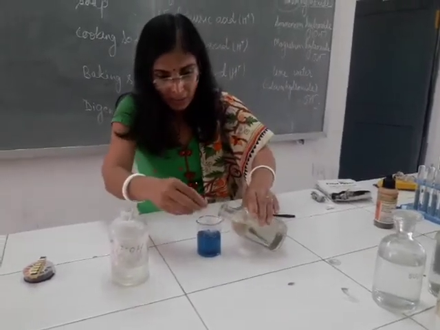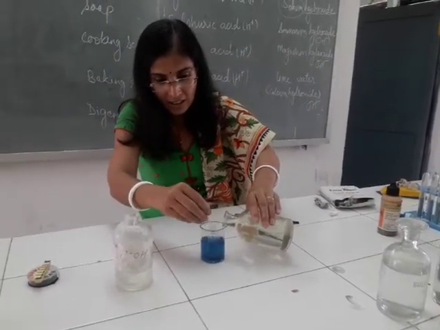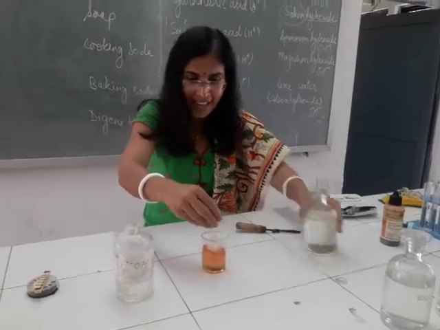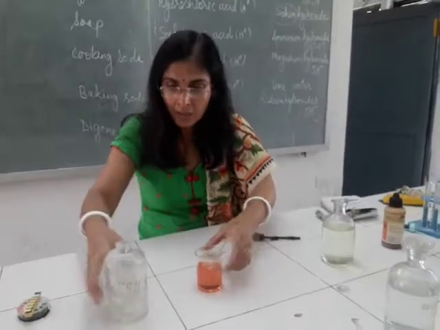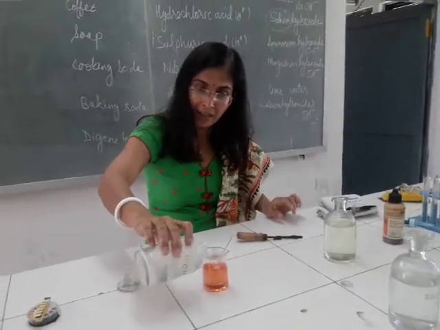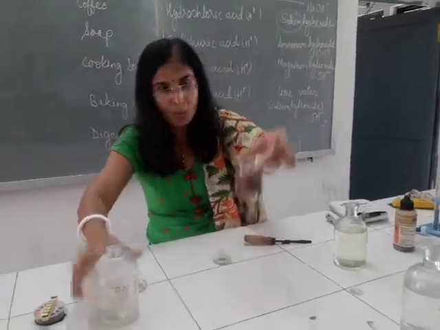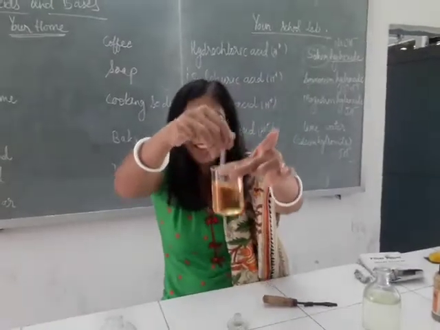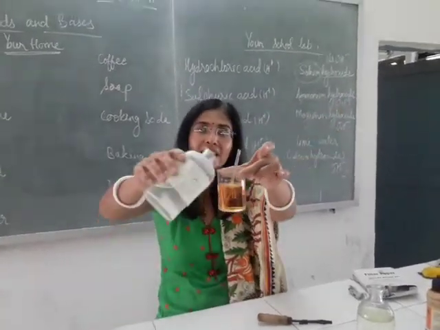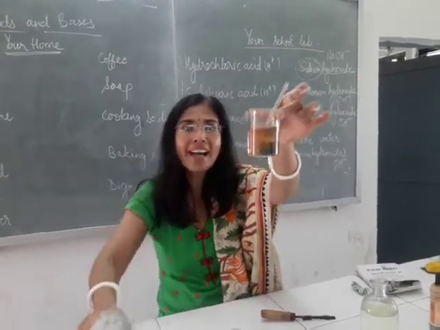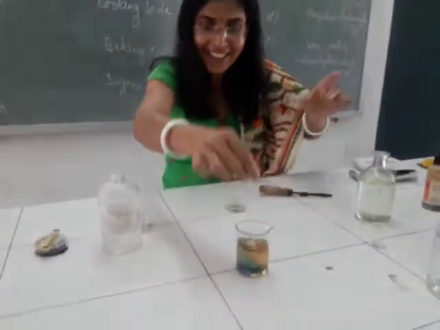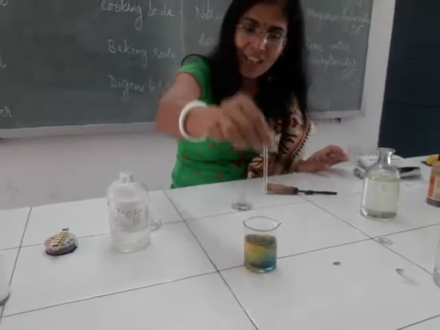Now I shall be again diluting this color. Adding, adding, adding and adding. I got orangish red. And again I am making your chemical rainbow. See here, yellow, orange. All the colors of rainbow I got in my beaker. So this is the chemical rainbow.